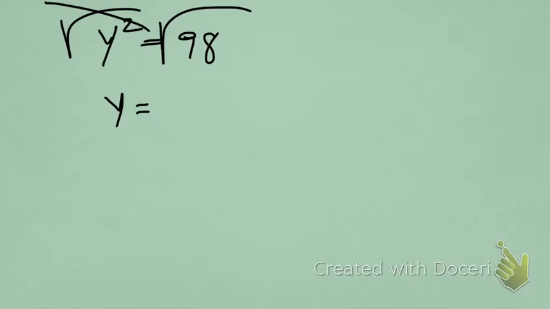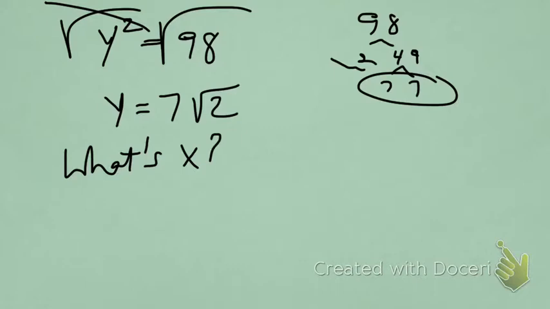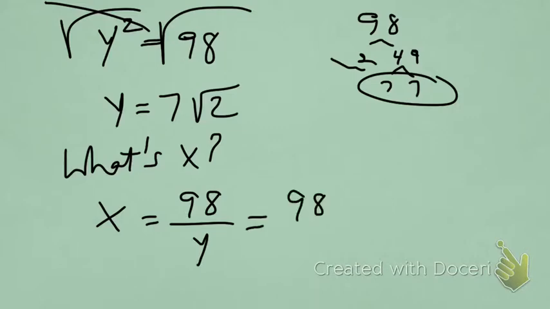Okay, well the square root of 98, that's not a perfect square. But we do know that 2 goes into 98 49 times, and we know that 49 is 7 times 7. So we get to take out a 7 and leave behind a 2. That means that y is 7 square roots of 2. So we wonder, well, if y is 7 square roots of 2, what's x? We'll plug it back in. x is 98 divided by y. So x will be 98 divided by 7 square roots of 2.